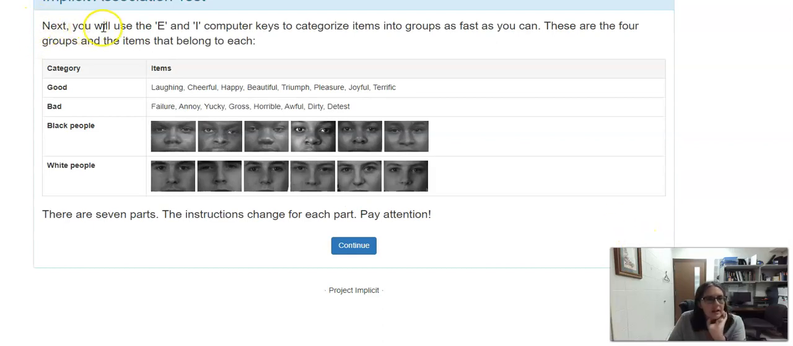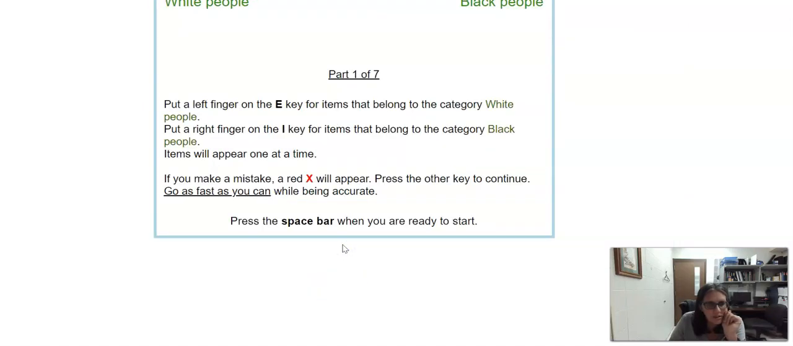Okay, so next you're going to use the E and I keys on your computer to categorize items into groups as fast as you can. So you're going for speed here, right? These are the 4 groups and the items that belong to each. So good means laugh, cheerful, happy, beautiful, triumph, pleasure, joy, terrific. Bad: failure, annoy, yuck, gross, horrible, awful, dirty, detest. And then they have faces associated with black people and white people. You're going to be matching them up, and just listen to the instructions.